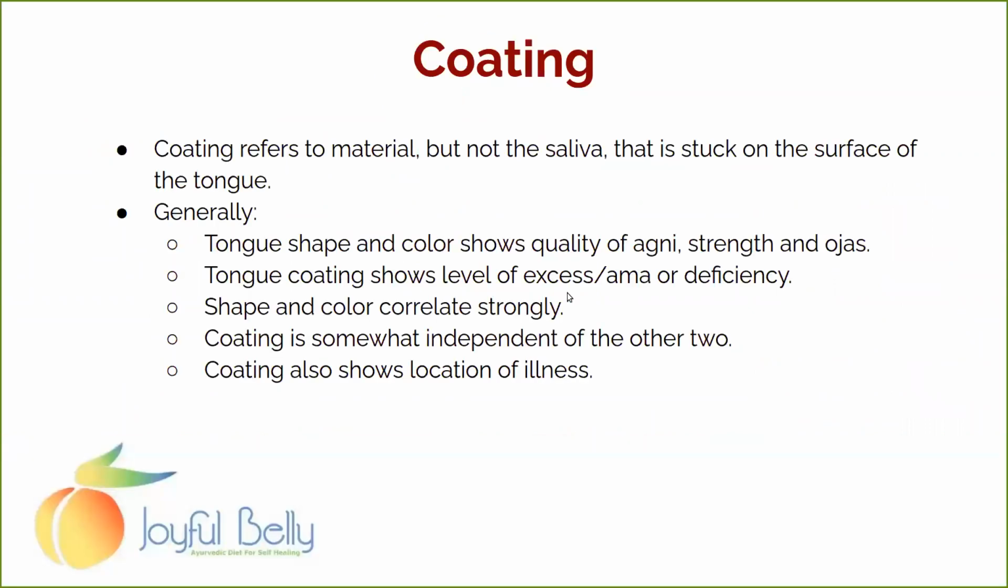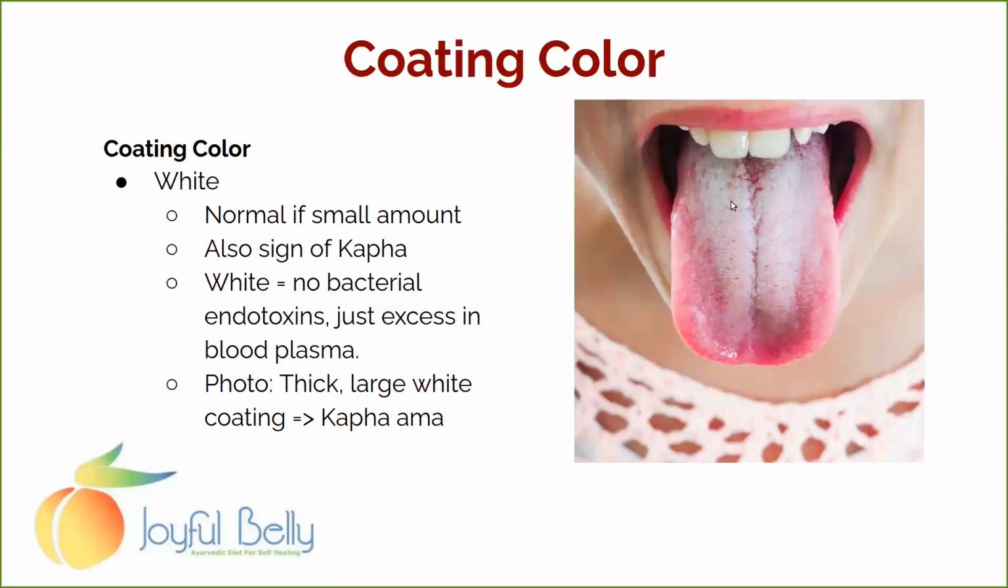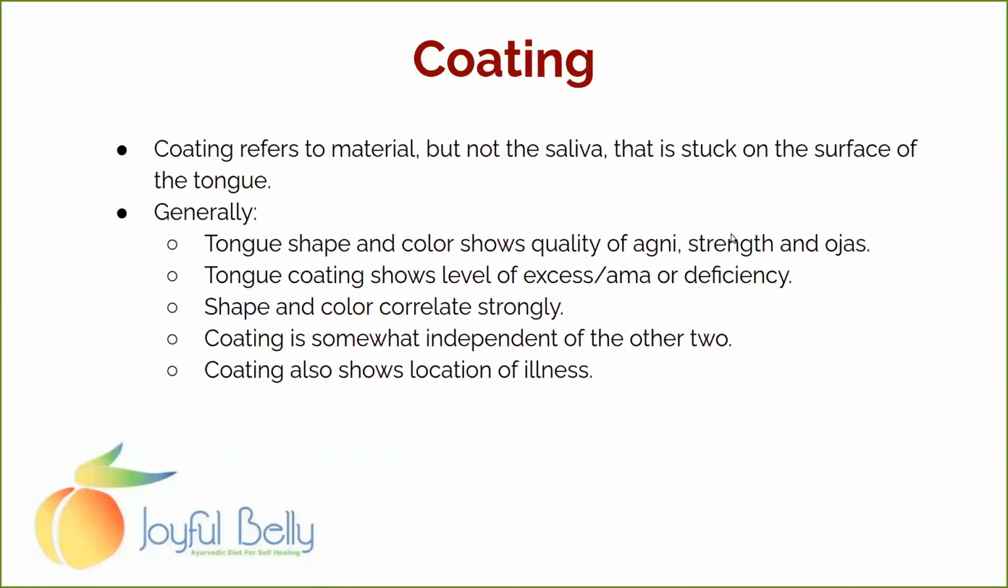All right, let's talk about the coating on the tongue. Now, the coating on the tongue refers to material that's on the tongue, but it's not the saliva. It's kind of stuck to the surface of the tongue. Here's an example of a coating. You can see a white coating stuck to the tongue. That's not saliva. You see the saliva in the tip here. But the coating is something that's stuck onto the surface. And the tongue coating is going to show us whether there is toxins or ama or a general excess in the bodily fluids. And what is that coating made of?